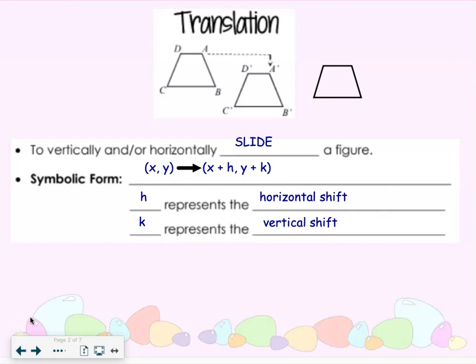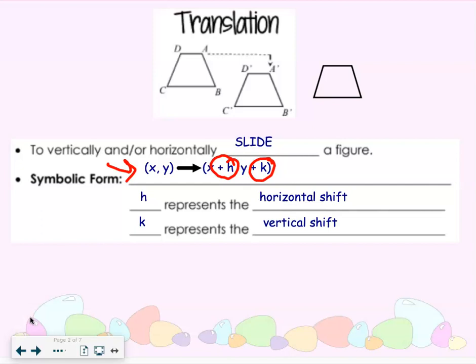So in symbols, this is what it looks like. We have our x, y, and then this is how we're changing it. So the h represents the horizontal shift, so how we move left to right, and the k represents our vertical shift, how we move up or down.